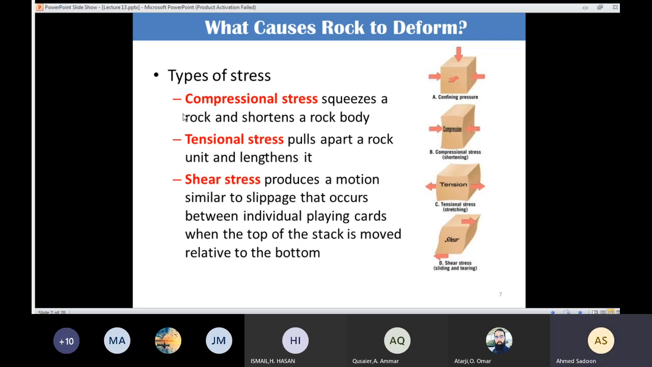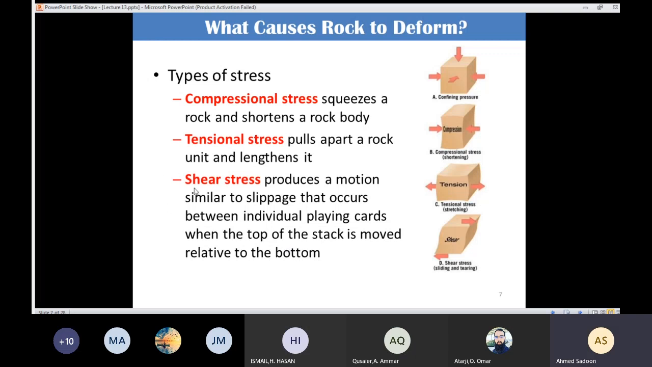The other type, tensional stress, is opposite to compressional stress. Instead of squeezing something, we are stretching something. We are stretching the rock, or pulling it apart, until we have an increase in the length in that direction. So the original length is going to be increased, while in compressional stress, the original dimension is going to be decreased.